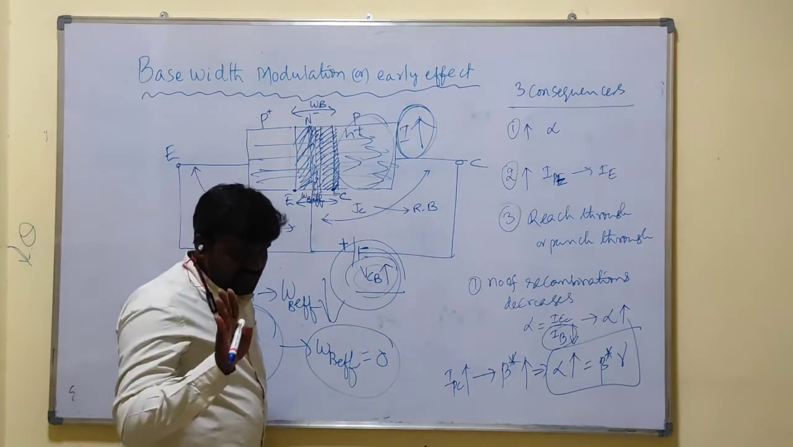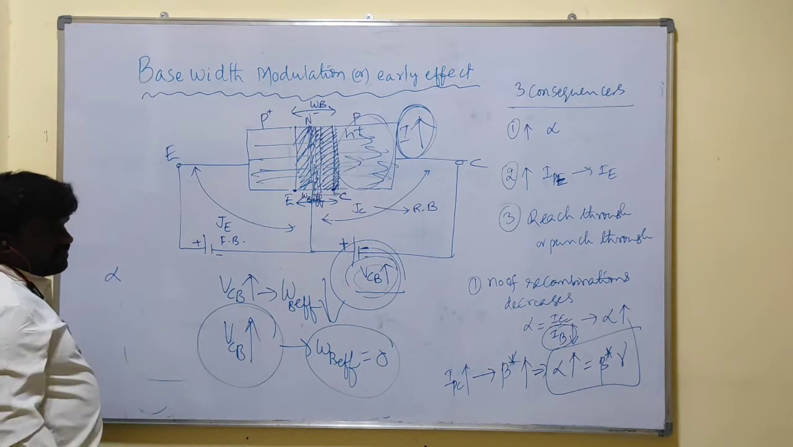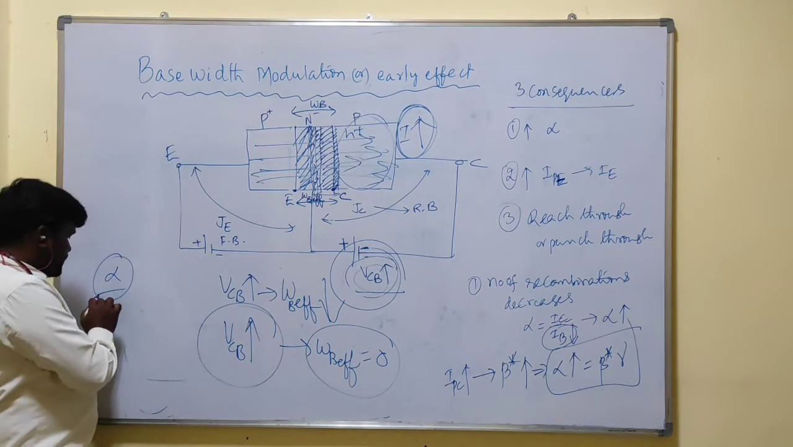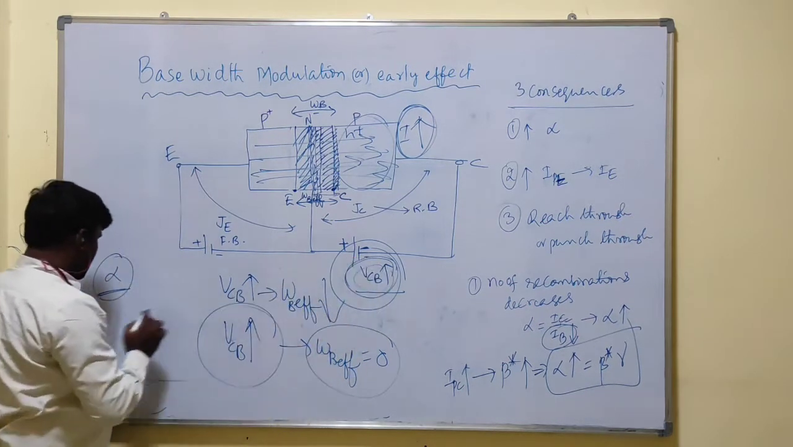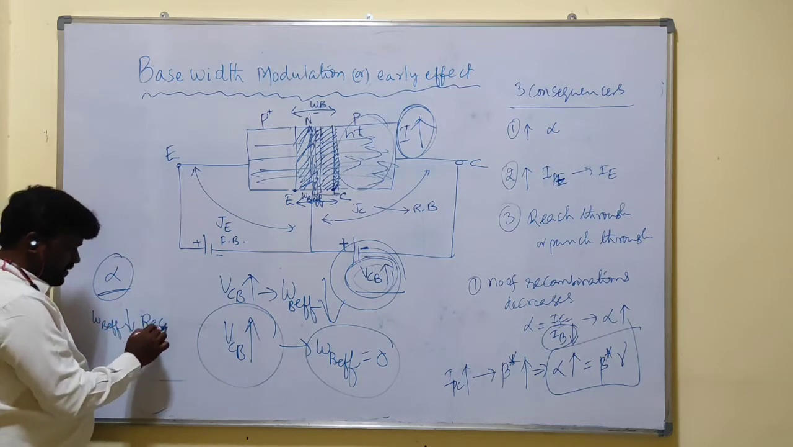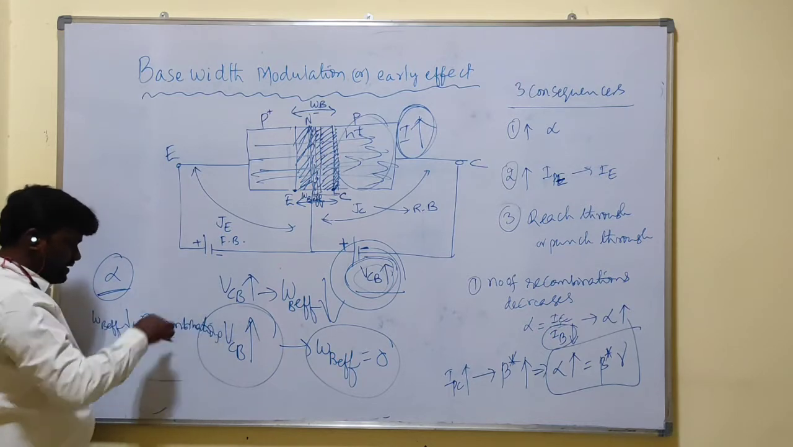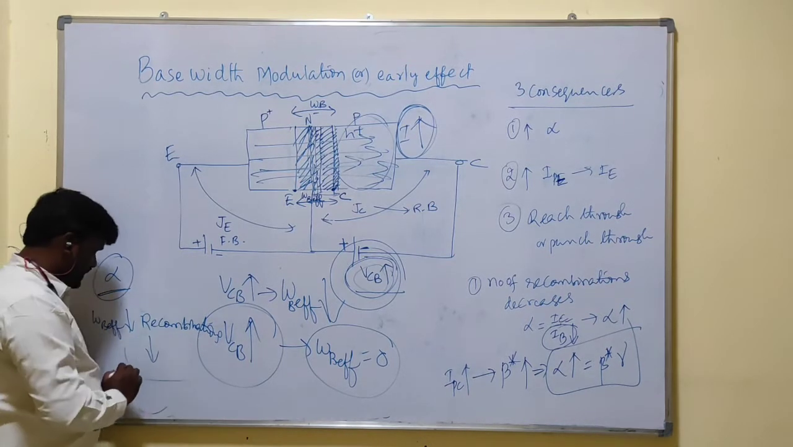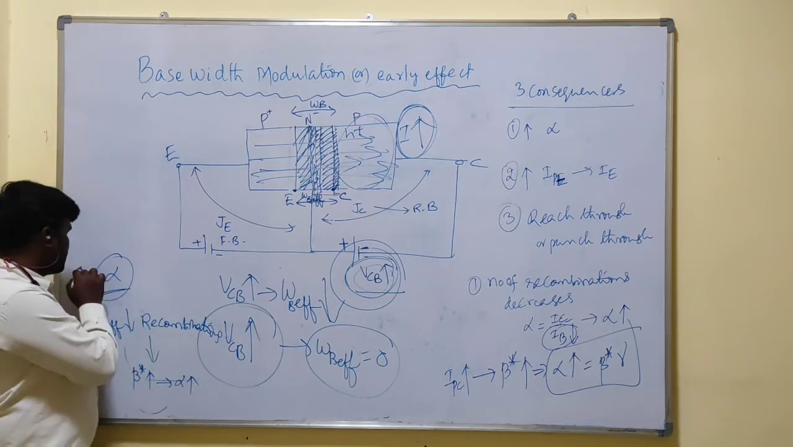Okay, so what are the consequences of base width modulation? First one is increasing alpha. How will alpha be increased? Base width modulation means the effective base width decreases for an increment in the reverse bias voltage. As the effective base width decreases, recombinations of electrons and holes in the base region decrease. As that decreases, the transport factor beta star increases. As beta star increases, it leads to an increment in alpha. That is the first consequence.